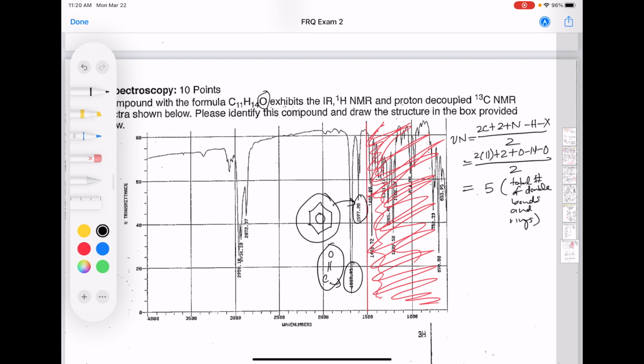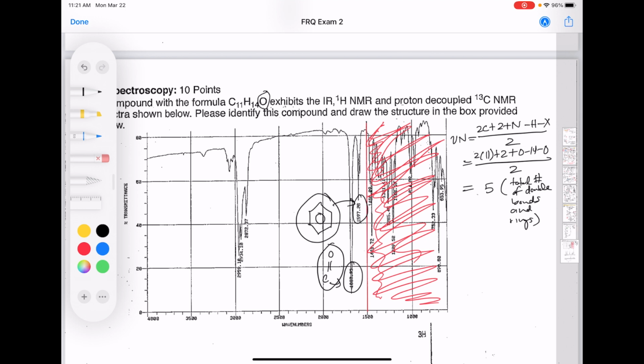Now let's look around the 3300 region. So we don't see any large grooves here or anything corresponding to an alcohol or to a hydroxy group. We don't see any sharp peaks around here, so we don't have to worry about having aldehydes of any sort.